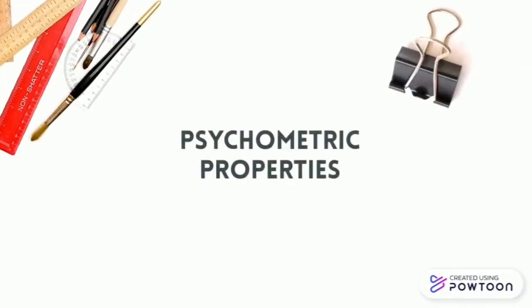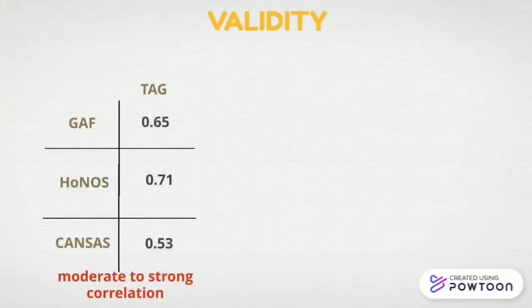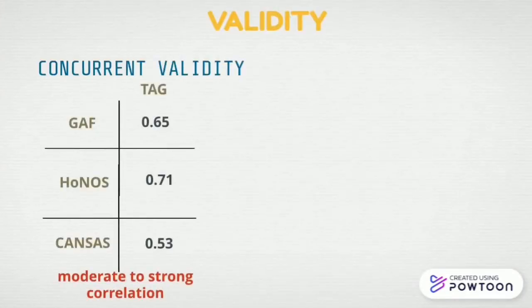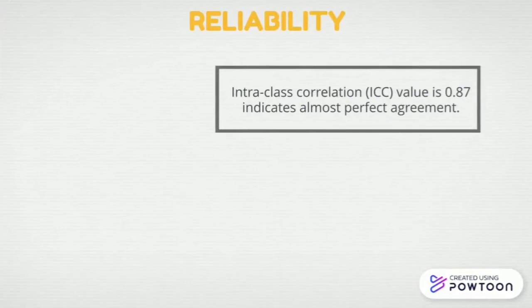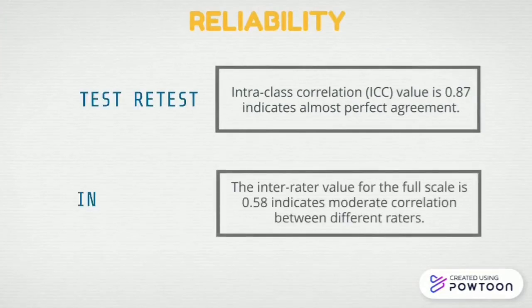Psychometric properties. TAG has moderate to strong correlation for concurrent validity and very strong correlation for construct validity. TAG has good test-retest reliability and moderate correlation between different raters for inter-rater reliability.